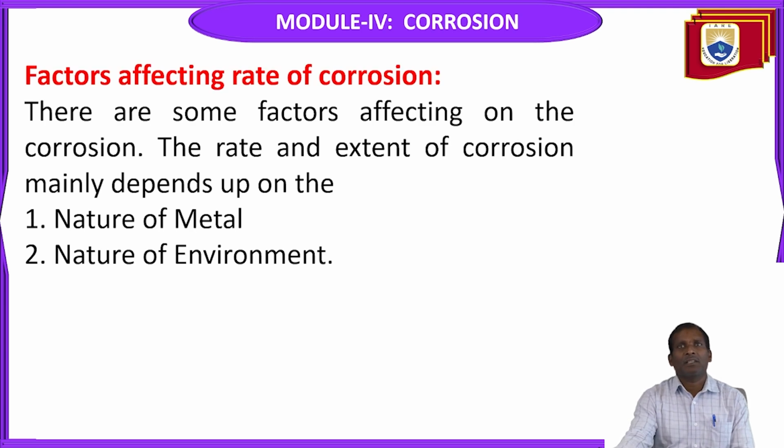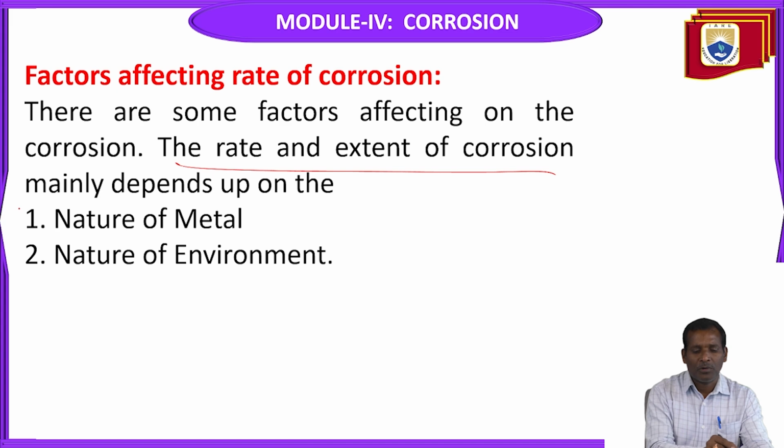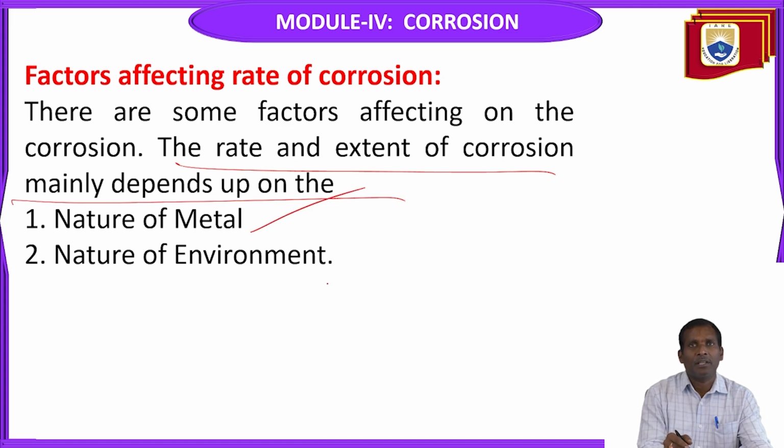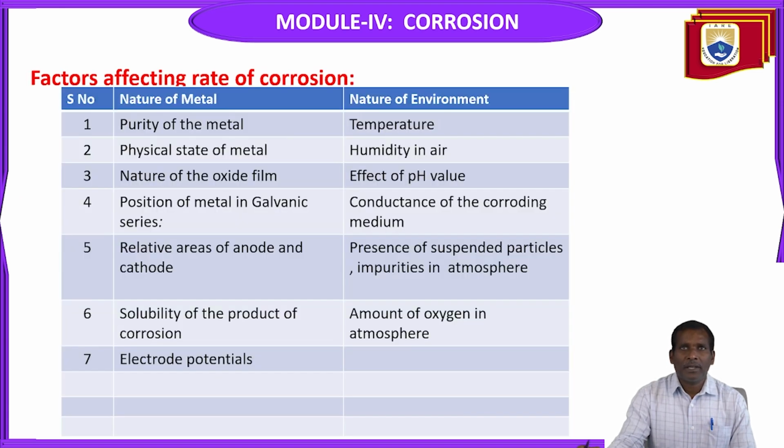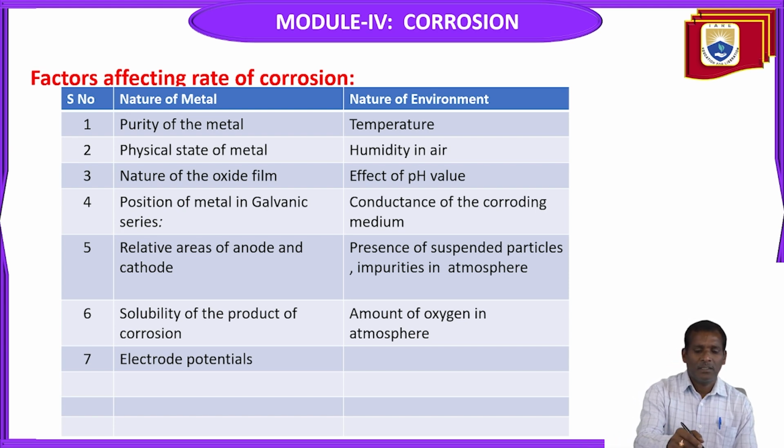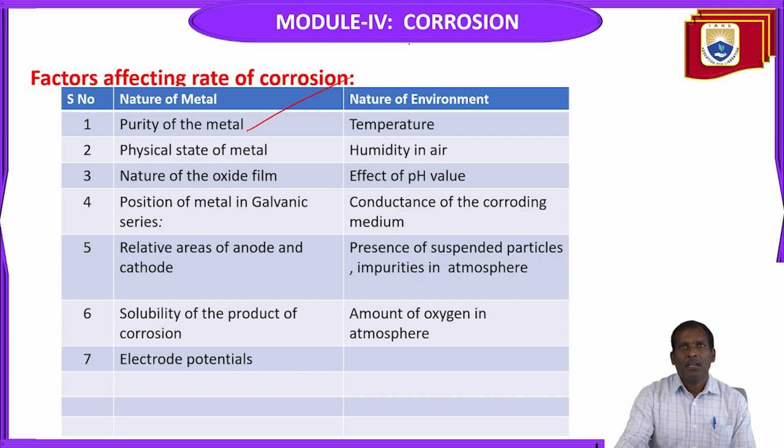There are some factors affecting the rate of corrosion. The rate and extent of corrosion mainly depend upon two things: the nature of metal and the nature of environment. What is the difference between these two? Purity of the metal comes under the nature of metal, and temperature comes under the nature of environment.